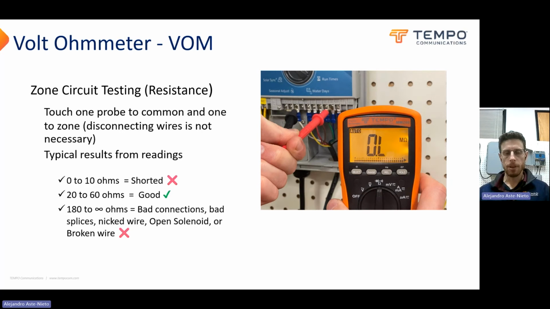If you see above 180, you've definitely got a problem that's going to be affecting that valve. If you have above 60, but not too far above 60, you might still get some intermittent operation depending on a few factors. But above 180, you've definitely got a failure. You've got a valve that won't open. That could either be because the splice is bad, could be something in the wiring. The wire is broken or it's nicked and there's corrosion. Could be that the solenoid has failed open.